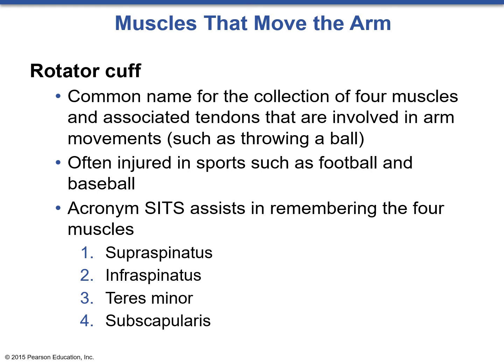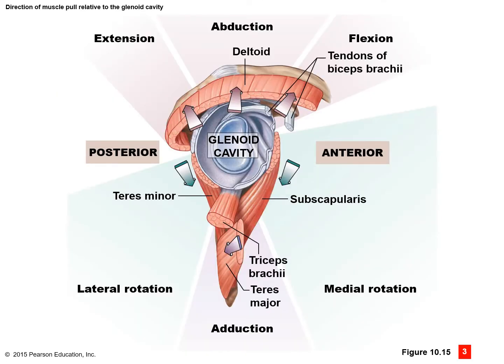The acronym for learning them is called SITS. This helps you remember them, and it goes from the most superior going on the posterior aspect around and down. So it goes supraspinatus, infraspinatus, teres minor, and subscapularis. Here we can actually see a lateral view of these different muscles partially dissected in their relationship to each other in conjunction with the glenoid cavity.